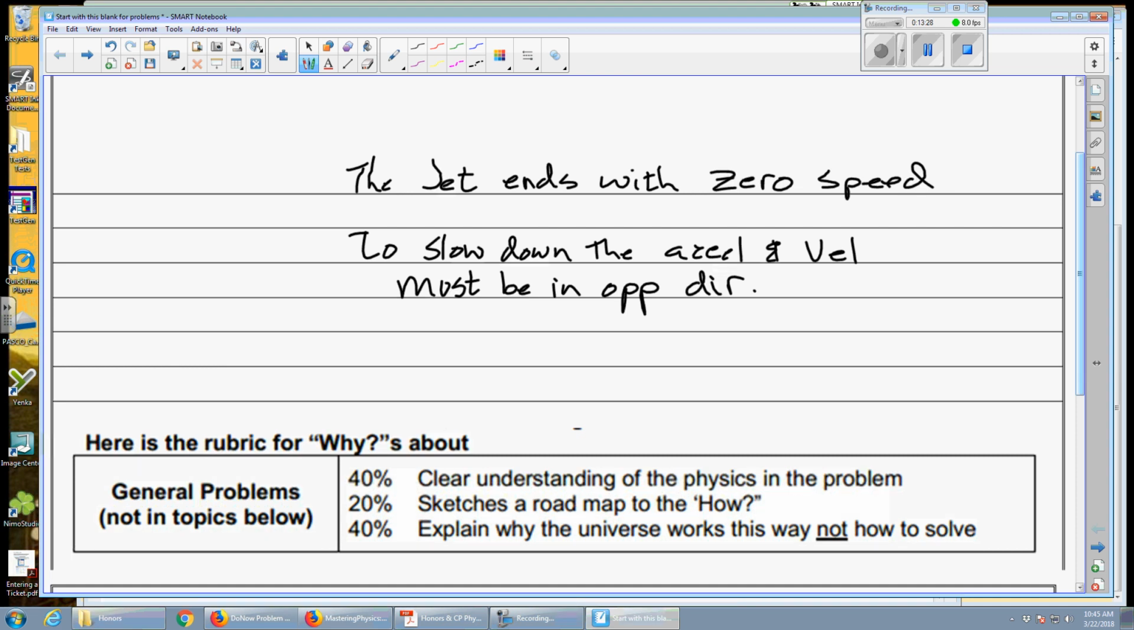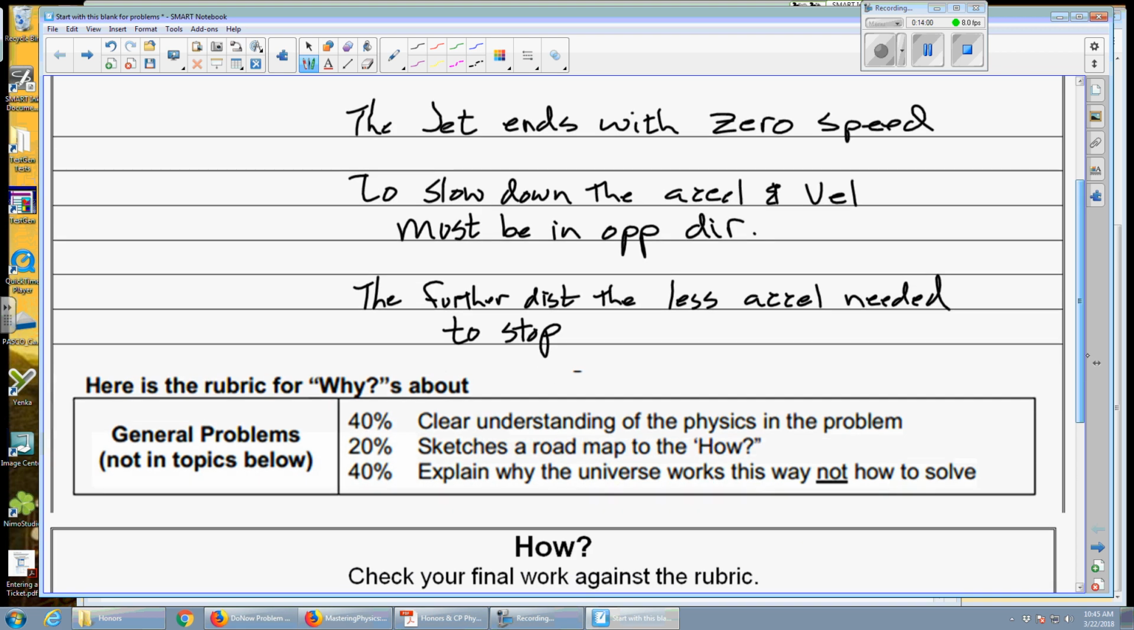I might put something along the lines of, the further the distance, the less acceleration needed to stop. Something to show that I understand that acceleration and distance are related to each other. All right. Ready to go on to the how?